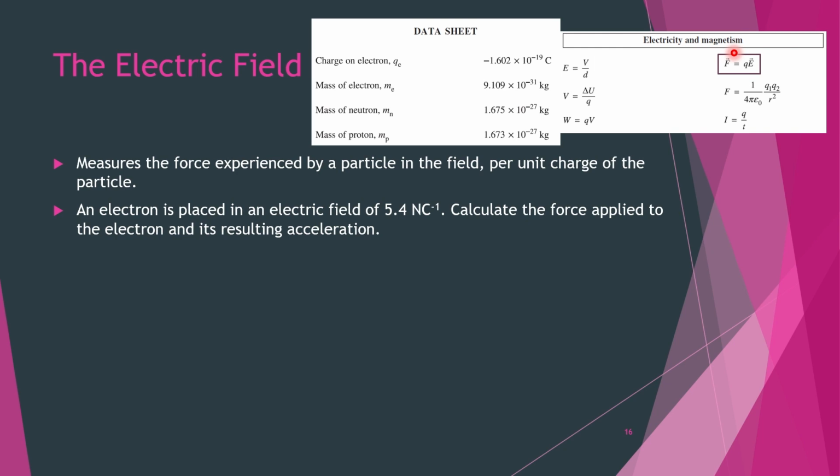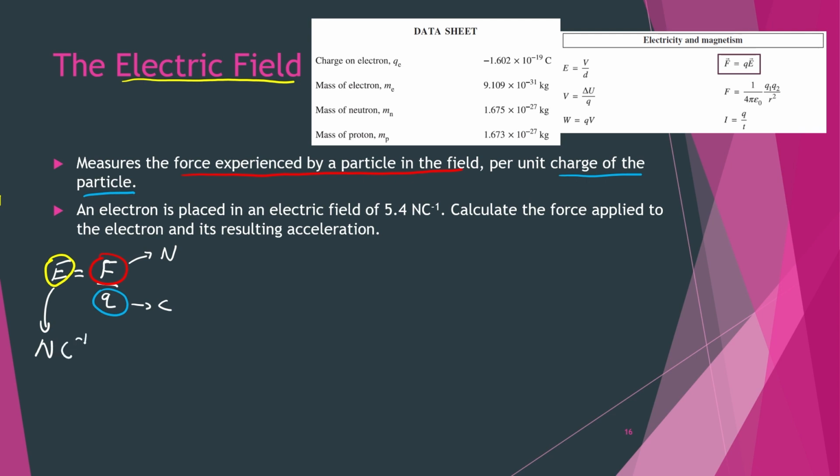To demonstrate these variables and how they're related, I'm first going to rearrange the equation to make E, the electric field, the subject. In this equation, E stands for the electric field generated by a particle. F stands for the force experienced by a particle in the field. And Q represents the charge of the particle. Now, because force is measured in newtons and charge is measured in coulombs, this means that the units of measurement for an electric field should be newtons per coulomb.